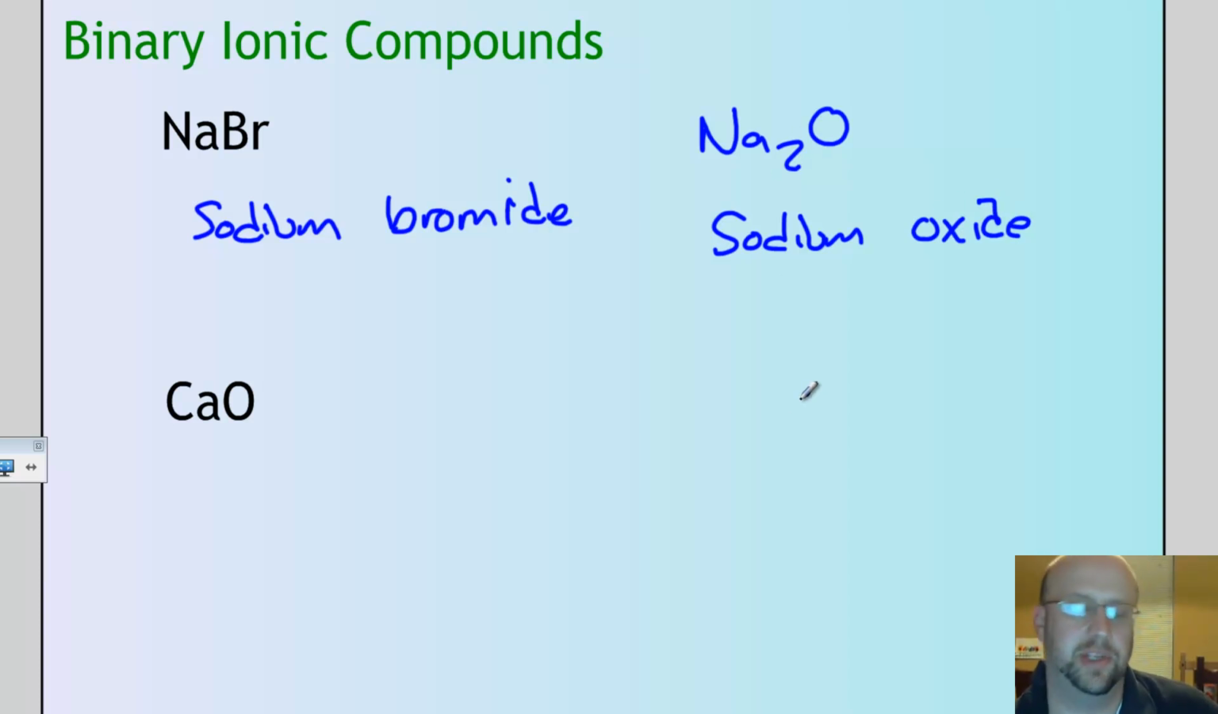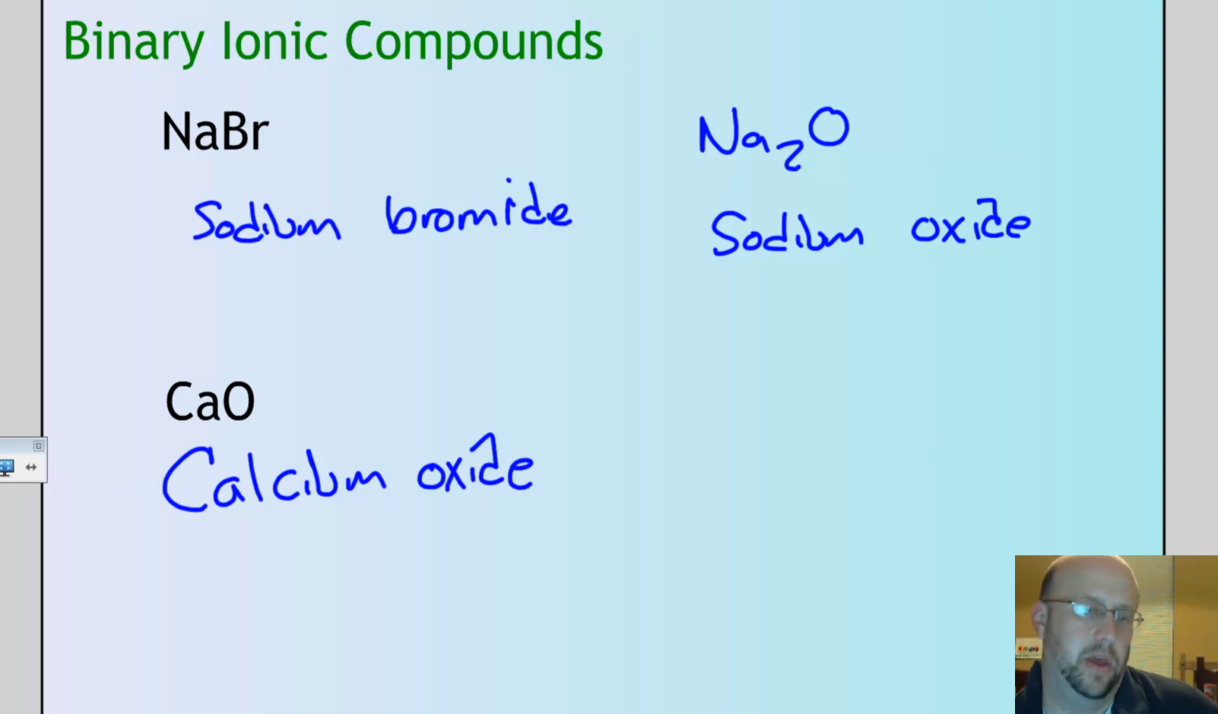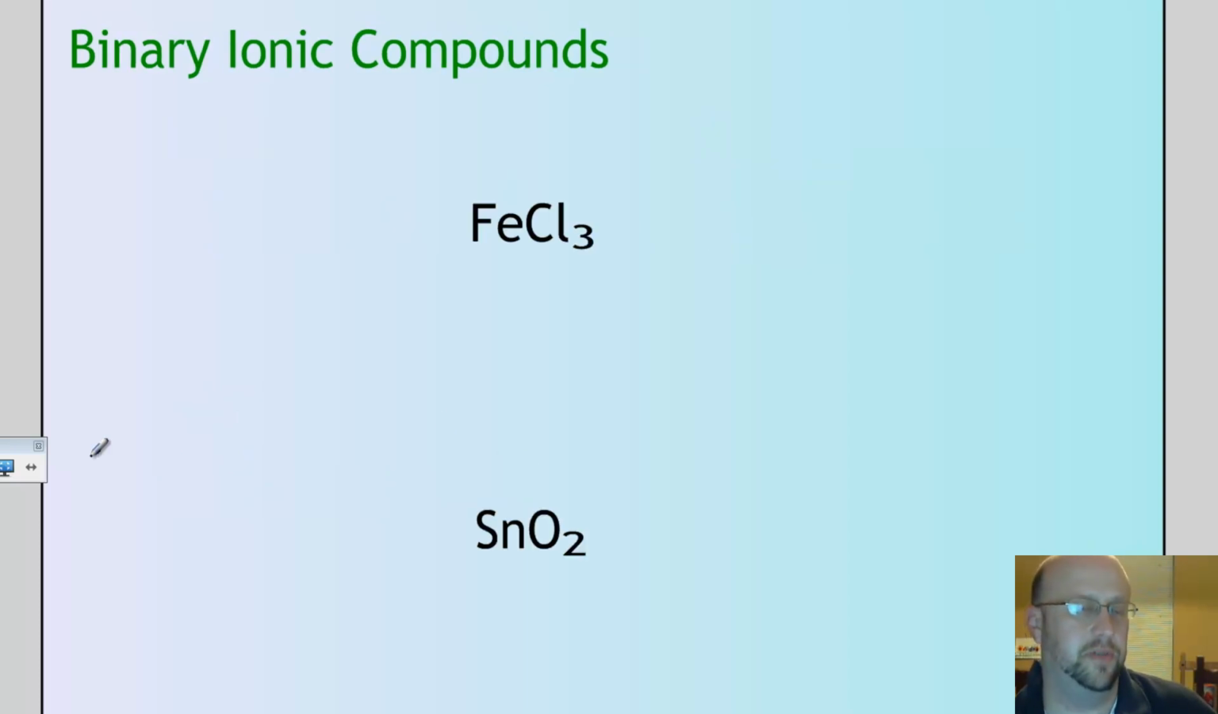The only thing the number is ever going to affect is the charge. Since I already know what the charge on sodium and the charge on oxygen is, I don't have to include it, and in fact, you'd be wrong if you did. That 2 doesn't come into play in the name. So our next one here, we've got calcium oxide. Simple enough. Naming binaries is pretty easy as long as it's the stuff that's not multivalent.